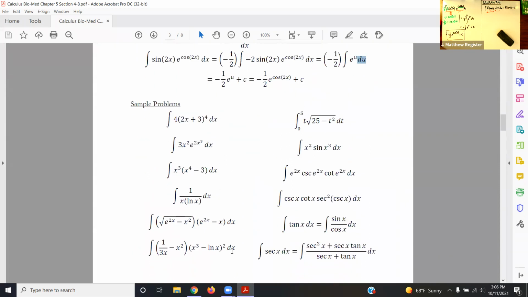I have a number of practice problems here. I don't know that I want to do all of them, especially this first one. The first one looks kind of silly. But let's work through a number of these, and then we'll move on to the next technique. So let's start with this 3x squared e to the 2x cubed. And so the integral of 3x squared e to the 2x cubed.